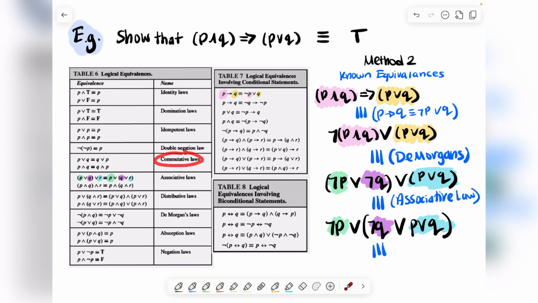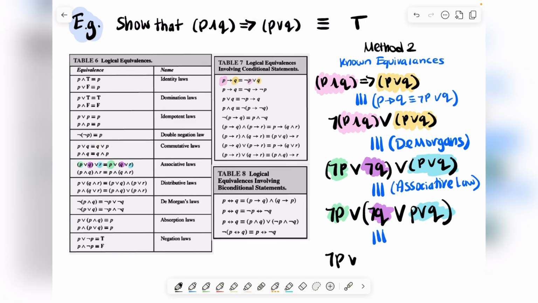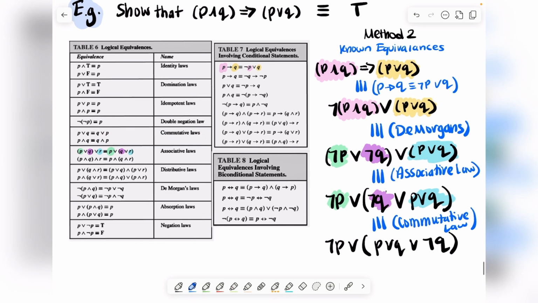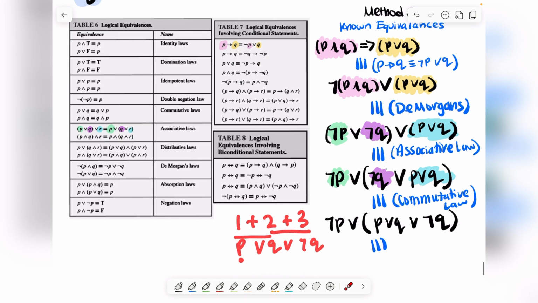Well, there's this commutative law that says if you have something or something, it's the same as you just switching them. So I'm going to drop all of this down, so not P or, and then I can simply just switch these. And that is a commutative law. And now what's interesting, because of order of precedence, just like order of operations in math, if you have 1 plus 2 plus 3, you can do 1 plus 2, or you can do 2 plus 3 first. It doesn't matter. So same thing here. We have P or Q or not Q. I can either do P or Q first, or Q or not Q first.